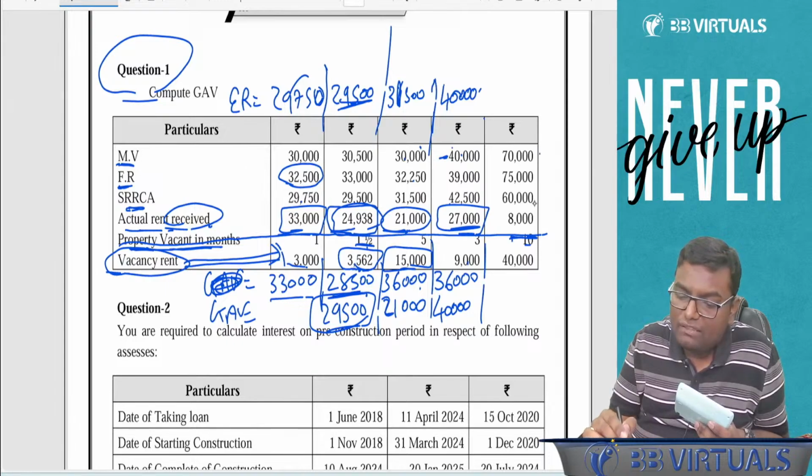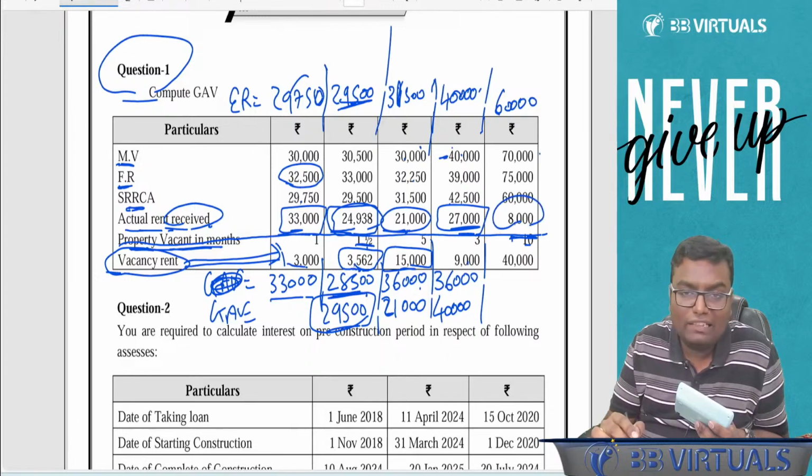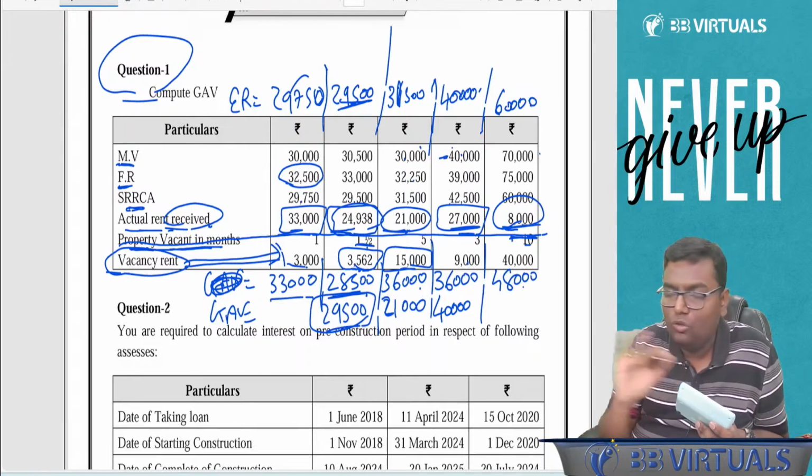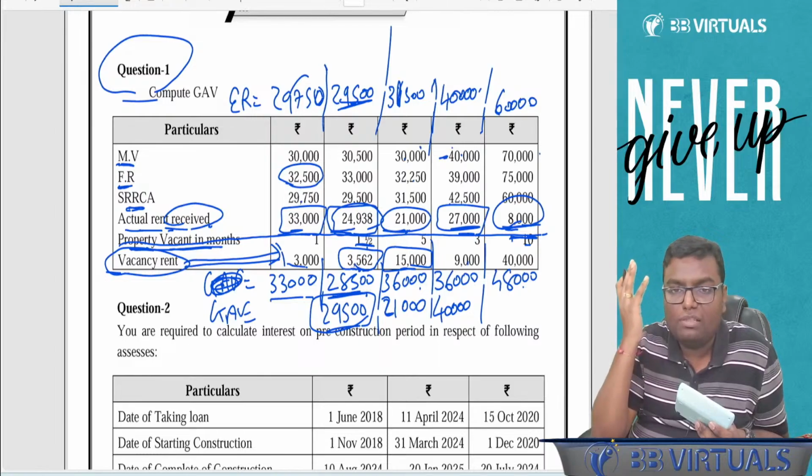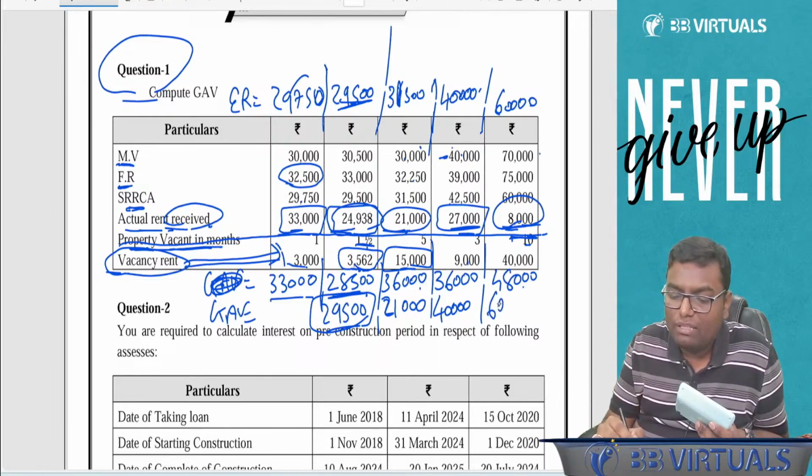Last. Whichever is higher, whichever is lower, 60,000 is expected rent. Actual rent is 8,000. If there is no vacancy, it would have been 48,000. Can I say it was also less than ER? Today also less than ER. No concession will be given. GAV will be whichever is higher. That will be 60,000.